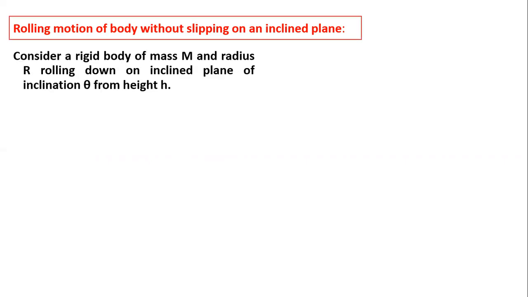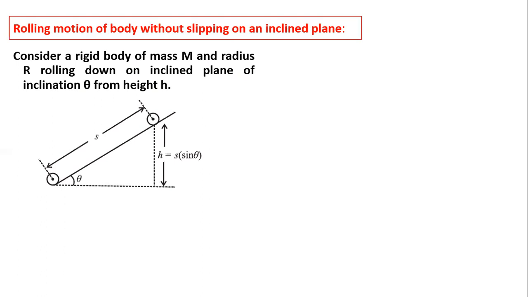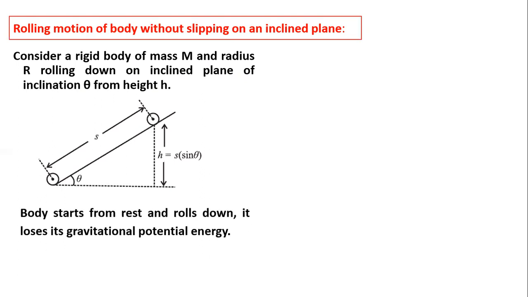Now we have to start the next article. And the next article is rolling motion of body without slipping on an inclined plane. Again, the same rolling motion we have to learn. Again, consider the same body, same diagram here. Body starts from rest. Means here, initial velocity of the body is 0 and it rolls down.